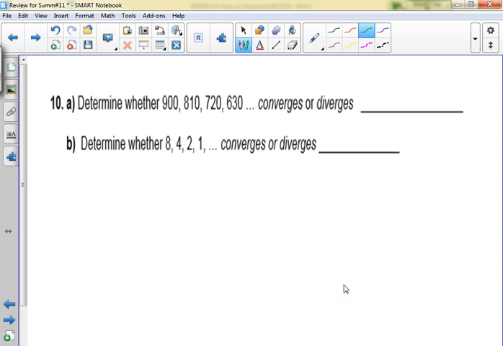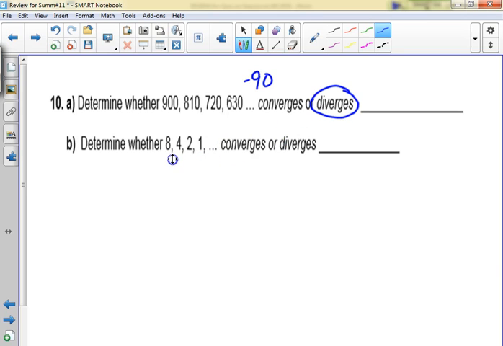Okay, number 10. Converges or diverges? Does anybody remember what this means? Okay. So the top one is doing what? It is subtracting 90. Okay. Is that going to converge or diverge? Why? Eventually it's going to become negative and then it's going to keep going negative, right? It's going to get like negative infinity. It's like a line going down.